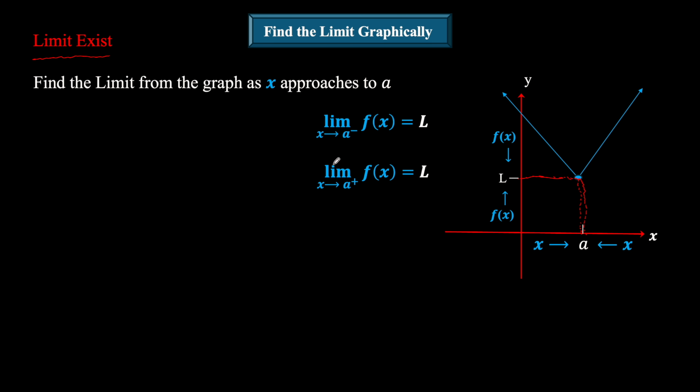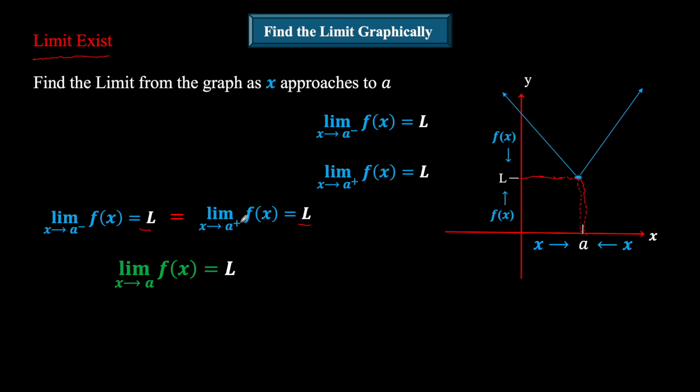Then x approaches a from the right side, and you see that both of them are approaching L. So the limit as x approaches a from the right side, this plus means from the right side, of f of x is equal to L. Since the limit from the left side is equal to the limit from the right side, both approaching L, we say that the limit exists. The overall limit as x approaches a of f of x is equal to L.